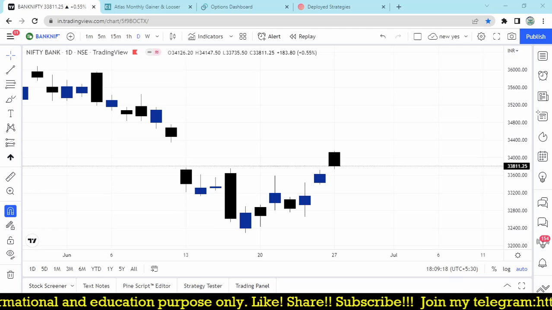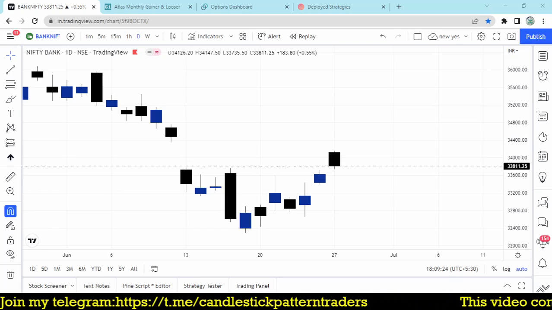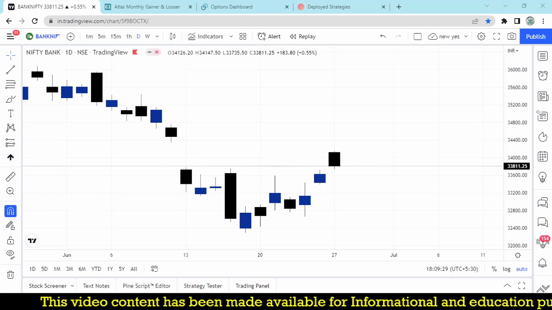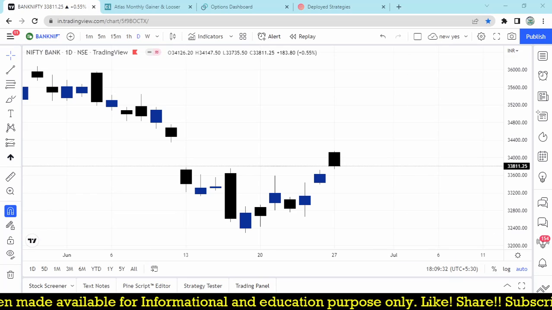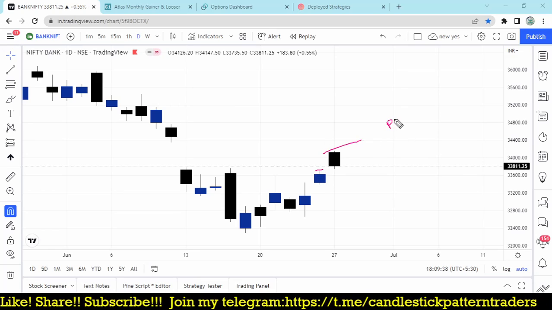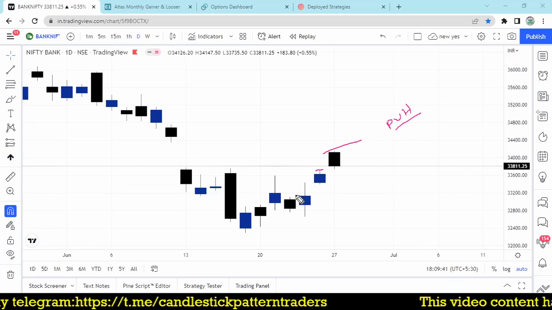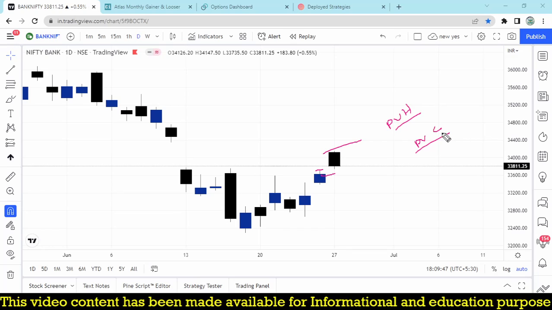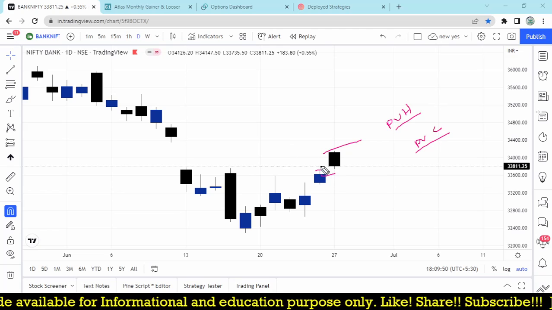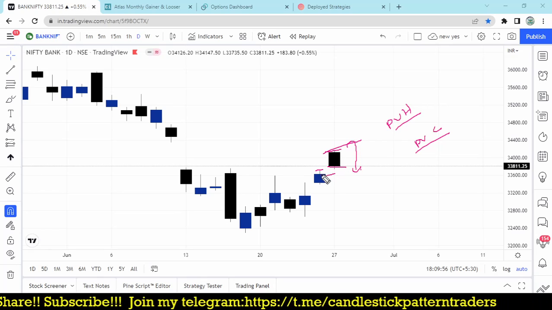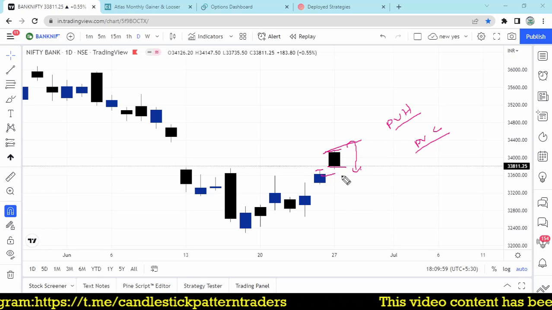So today the market opened slightly above the previous day high as well as the previous day close, right? What happened to Bank Nifty today is that it opened above the previous day high, and it also opened above the previous day close. After opening at a higher level, it finally fell down and closed near the previous day high or near the previous day close.